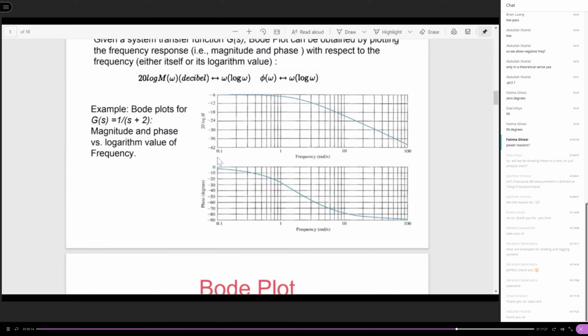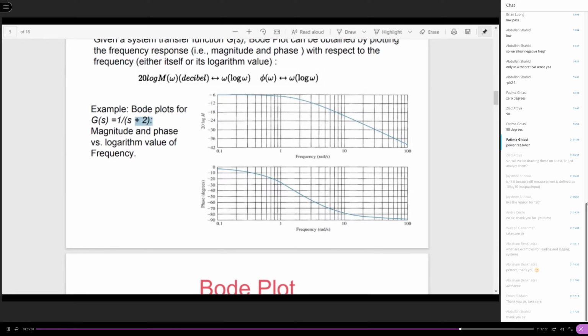See, in the logarithm, the scale is even. You have a uniform scale: -1, 0, 1, 2. So it's good looking. It compresses the frequency in this short range. And also the vertical value is 20 log M. So this is the Bode plot's magnitude plot.